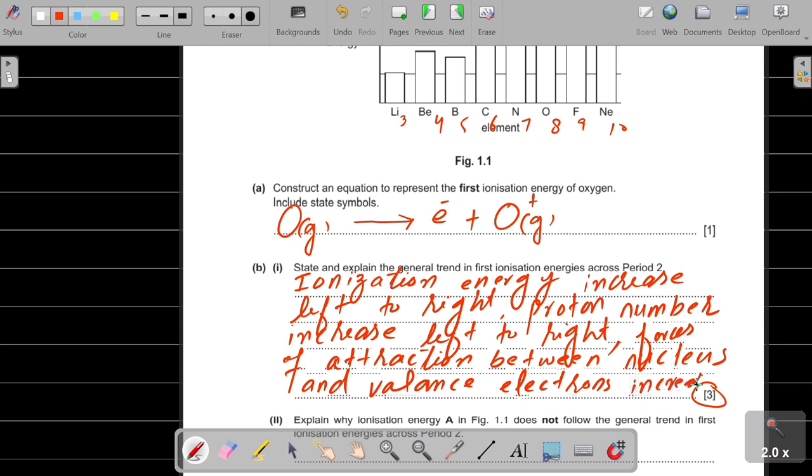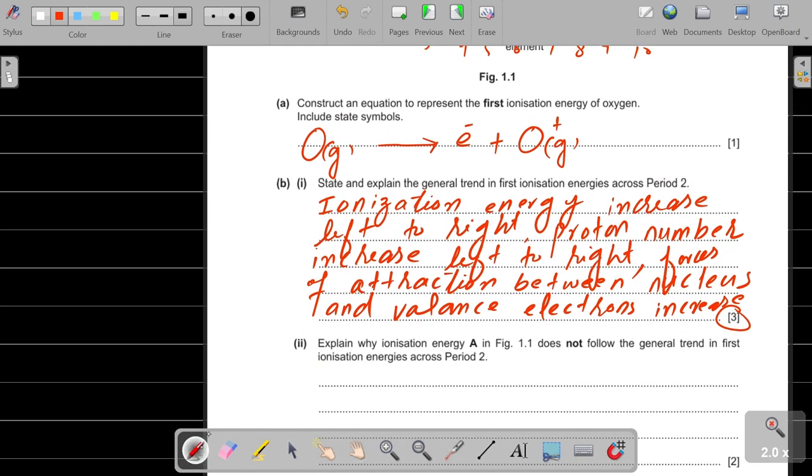Even you can write this: the size of an atom, left to right, size of atom decreases. Atomic radius, even you can say size of atoms decreases, left to right. Even you can say the atomic radius of atoms decreases from left to right.